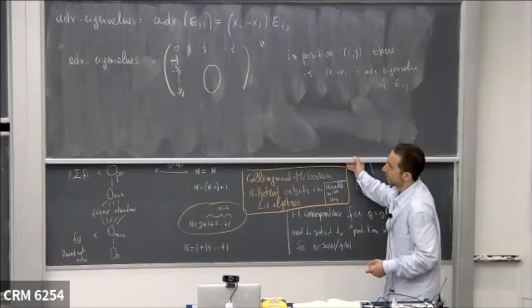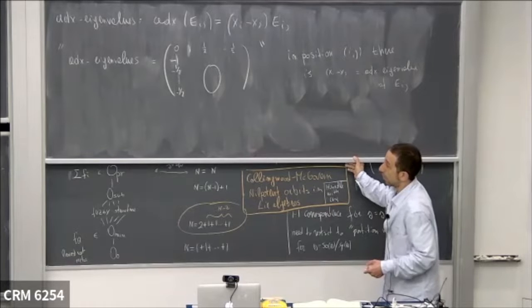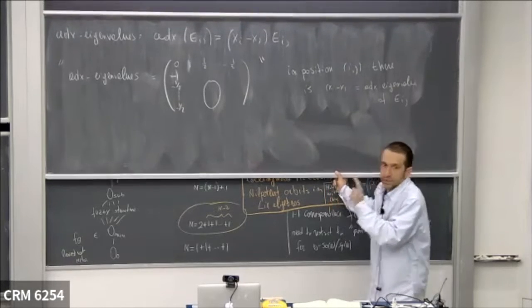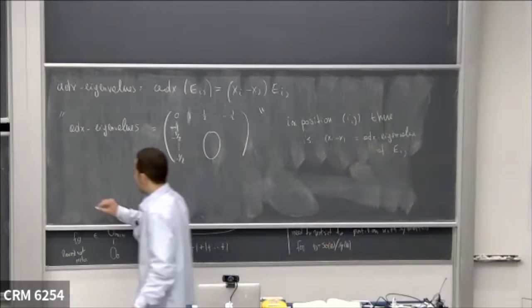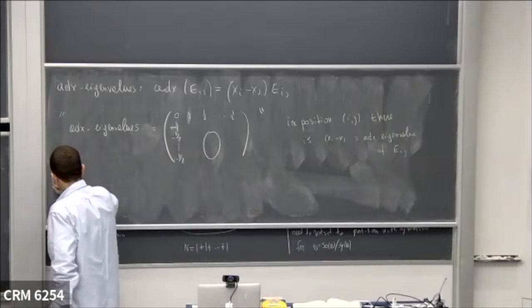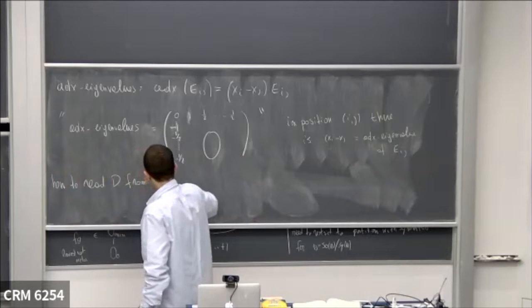And I think we are done. No, yeah, the last piece of information is this shift matrix D. And then I think we have everything. So how to read the shift matrix from the pyramid?